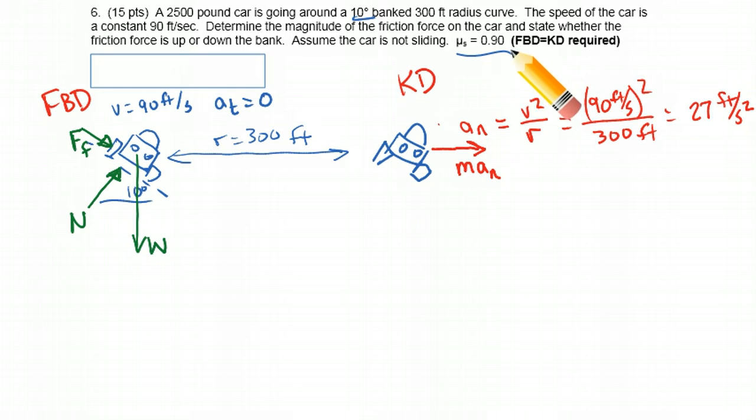I'm guessing that would have been a common mistake on this problem, to use mu sub s times N. We're not told anything about whether it's going to slide or not. In fact, we're told it's not going to slide. We're not trying to find some maximum speed where it would start to slide, so we don't know that we're at impending motion. The friction force will just come from the free body diagram. We'll have two unknowns, our friction force and our N.